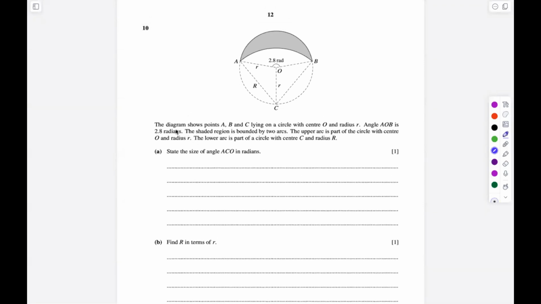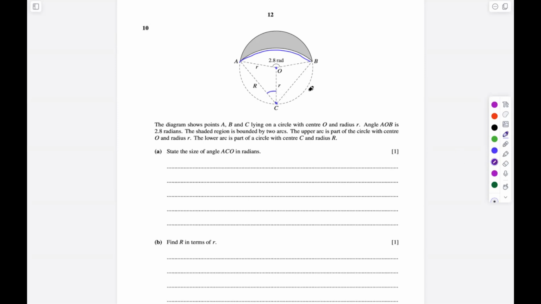In question 10, the diagram shows points A, B, and C lying on a circle with center O. So this is a center, and A, B, and C are lying on the circle and radius R. Angle AOB is 2.8 radians. The shaded region is bounded by 2 arcs. The upper arc is a part of the circle with center O and radius R. The lower arc, which means that this part, has a center C and radius of R. In part A, we have to find this angle ACO in radians. So ACO is this angle.